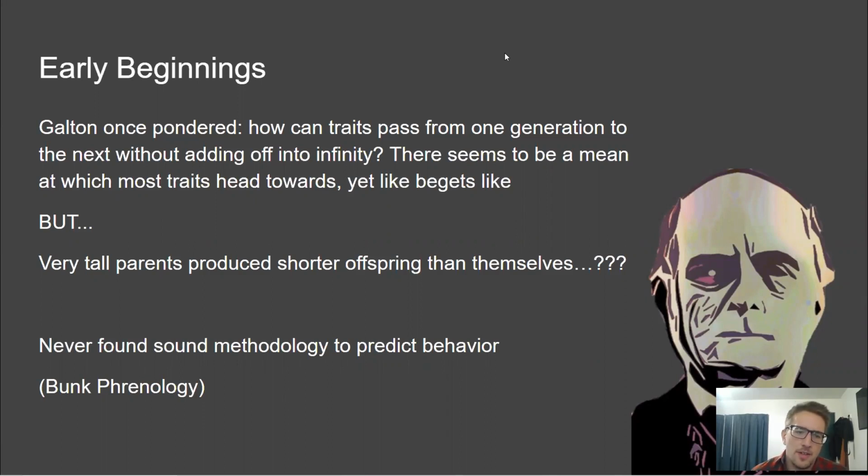And he found a statistical rule that determined how exactly traits were heritable. And there indeed seems to be some kind of mean that all traits tend towards, but he never really found any interesting metrics to use. He tried to predict behavior, specifically things like IQ, but he never really found any sound methodology to predict behavior.